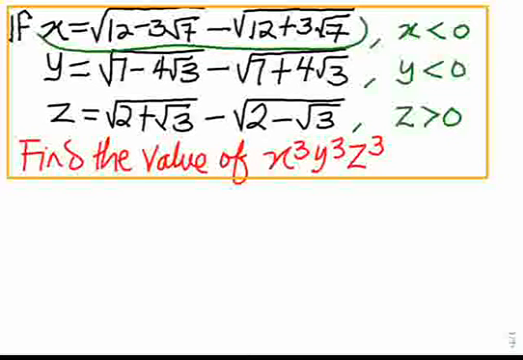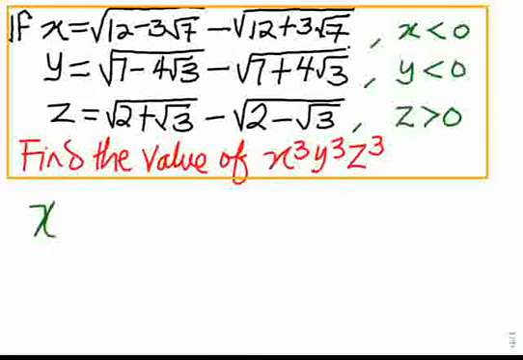So if x is the square root of 12 minus 3 root 7 minus the square root of 12 plus 3 root 7, how do we get the cube of x? Well, if you're going to start multiplying them one by one, that will take a whole lot of time. But let's follow this simple approach.